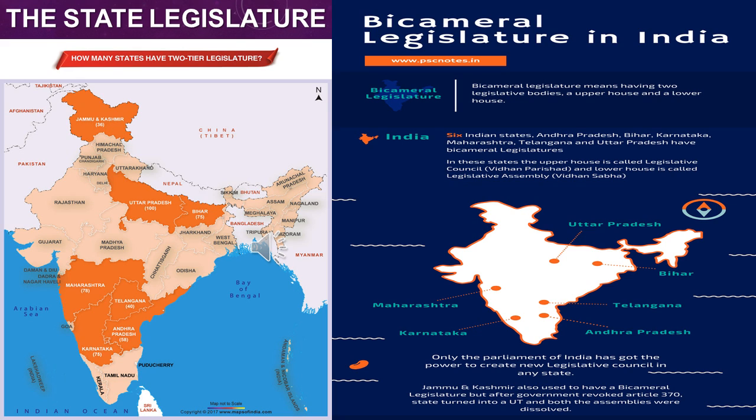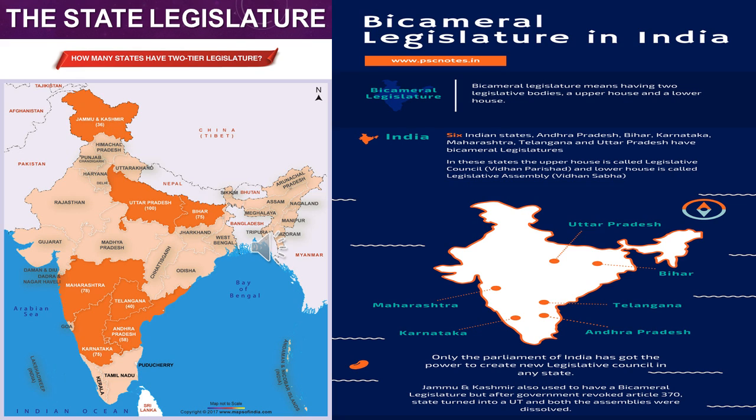So most of the states have only unicameral legislature. So unicameral means having a single legislative body, a single law making body. So most of the states have only unicameral legislature, that is legislative assembly only. Some states have bicameral legislature. So only a few states have bicameral. That means they have two legislative bodies. So legislative assembly, then legislative council.